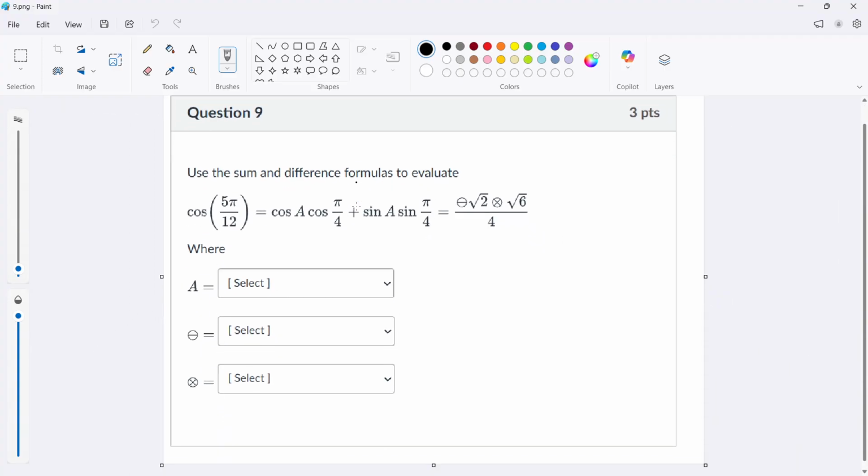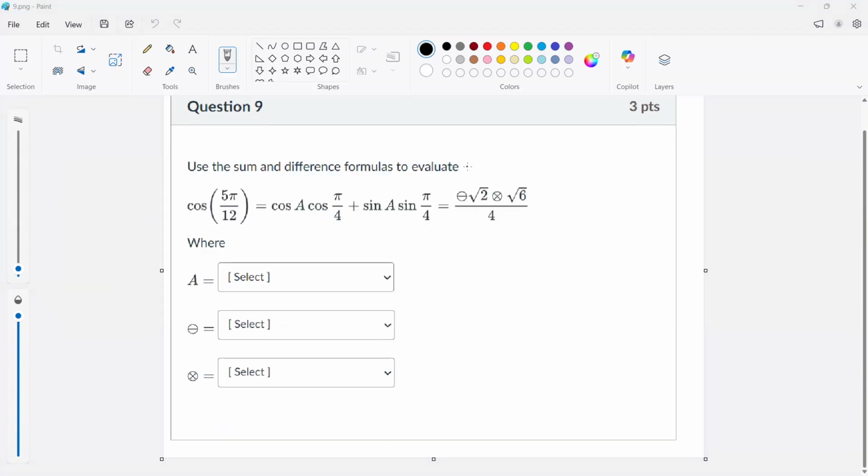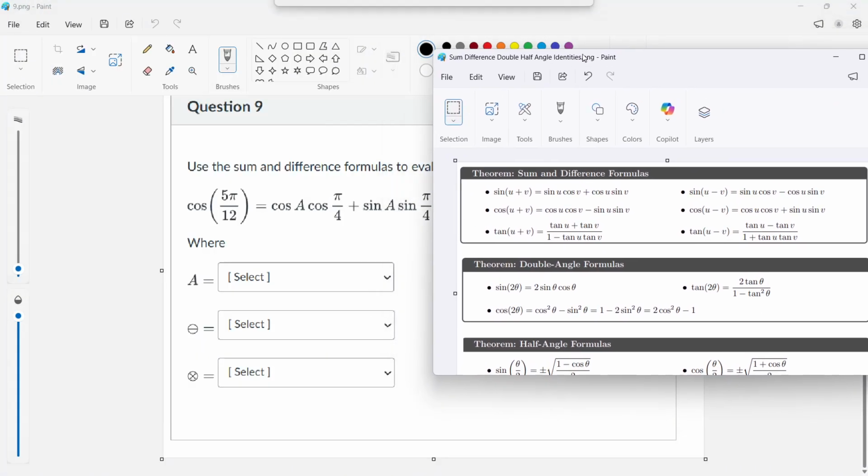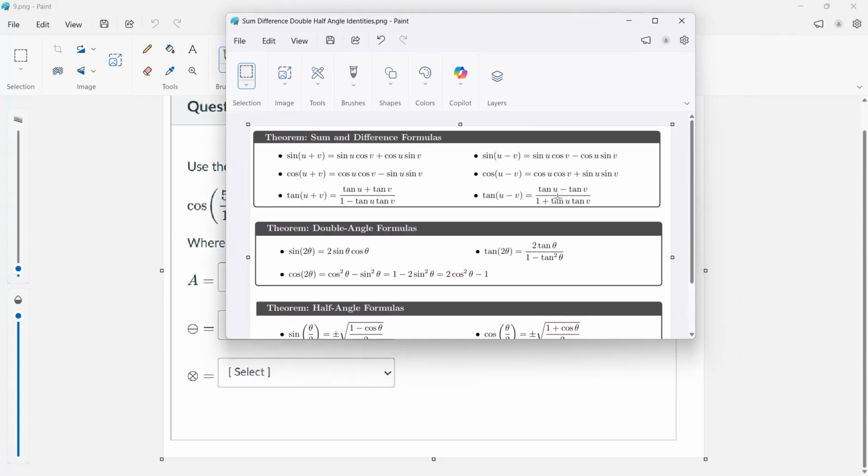Use the sum and difference formulas to evaluate. I've got the sum and difference formulas right here. And let me check it out. I've got cosine cosine plus sine sine. Cosine cosine plus sine sine, that's this one, u minus v.